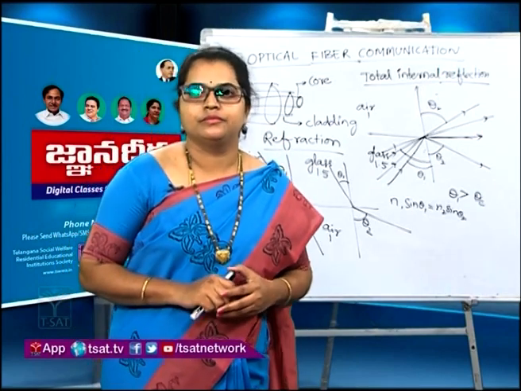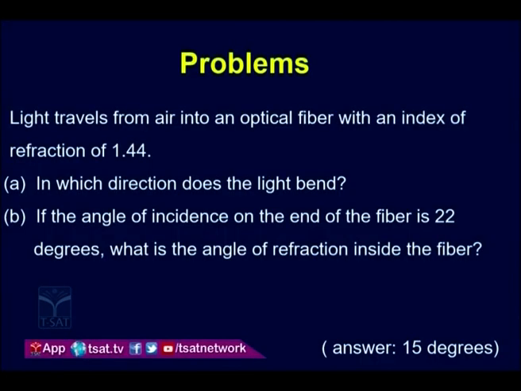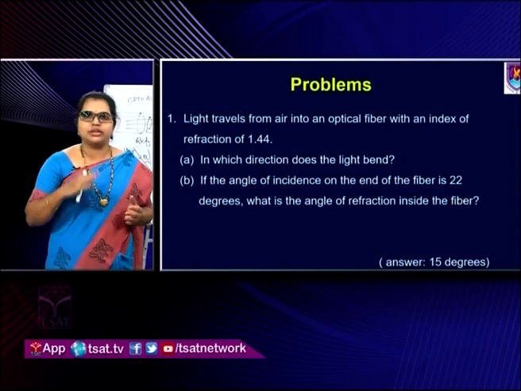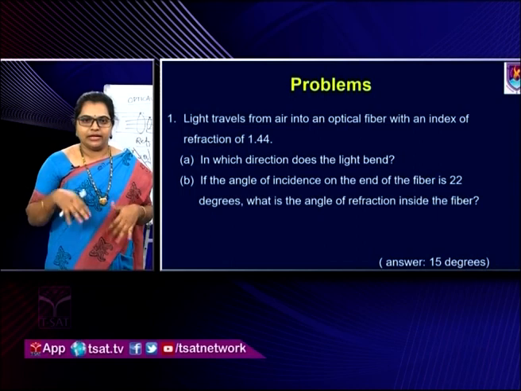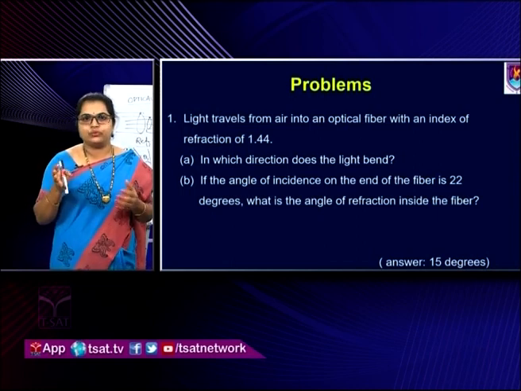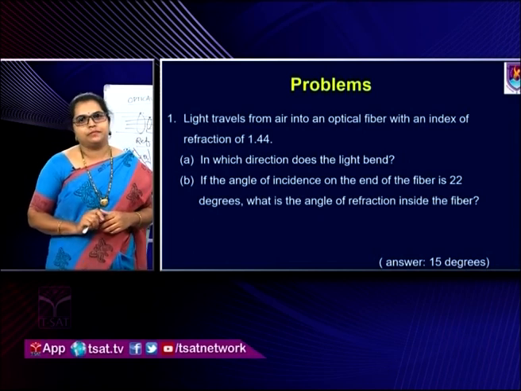Now, I have given two problems based on the total internal reflection. See this first problem. Light travels from air into an optical fiber with an index of refraction of 1.44. And what is the first question? In which direction does the light bend? And second one, if the angle of incidence on the end of the fiber is 22 degrees, what is the angle of refraction inside the fiber?